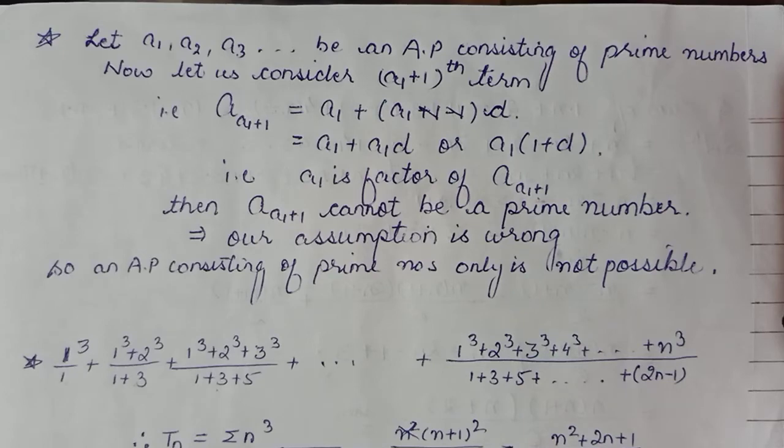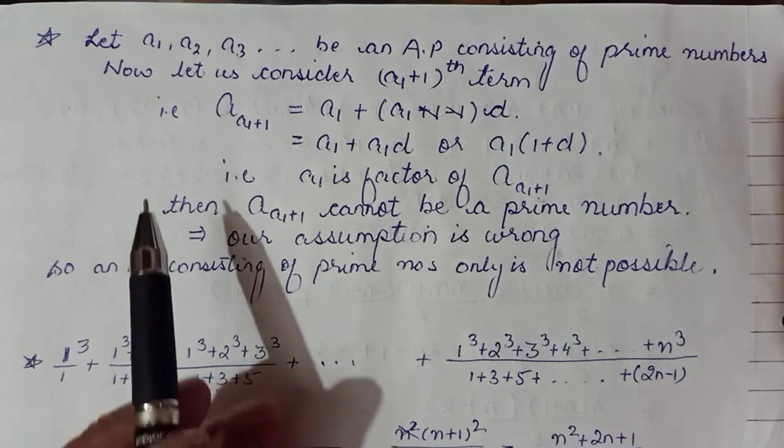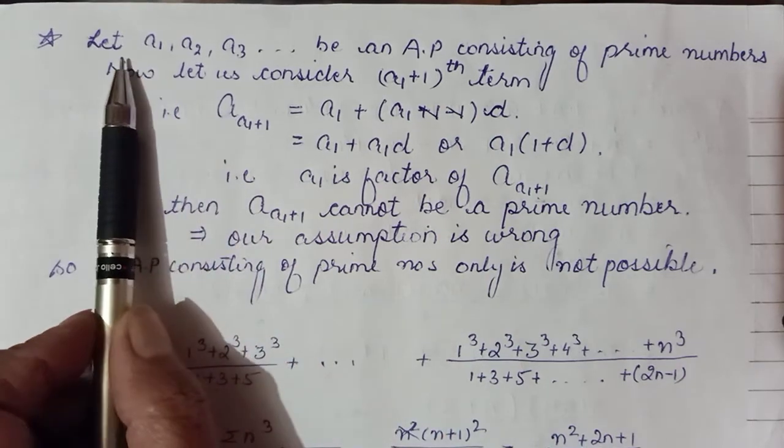Okay, children, there was this question asked: show that there is no AP which can have only prime numbers. All right, so that is what we've got to show, that we cannot have an AP comprising of prime numbers only. So we are going to do this proof by contradiction. All right, so we are first assuming that suppose there is some AP.